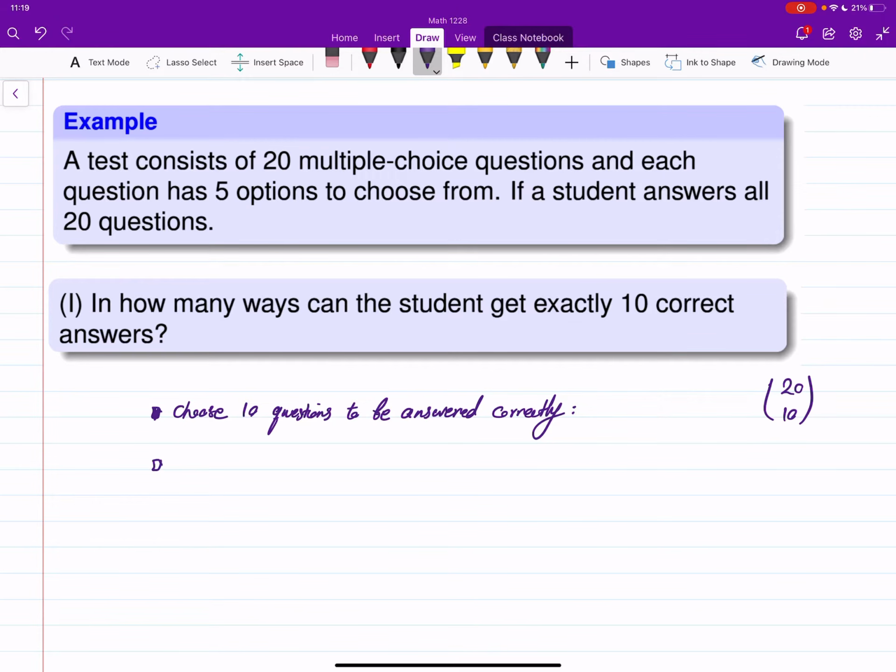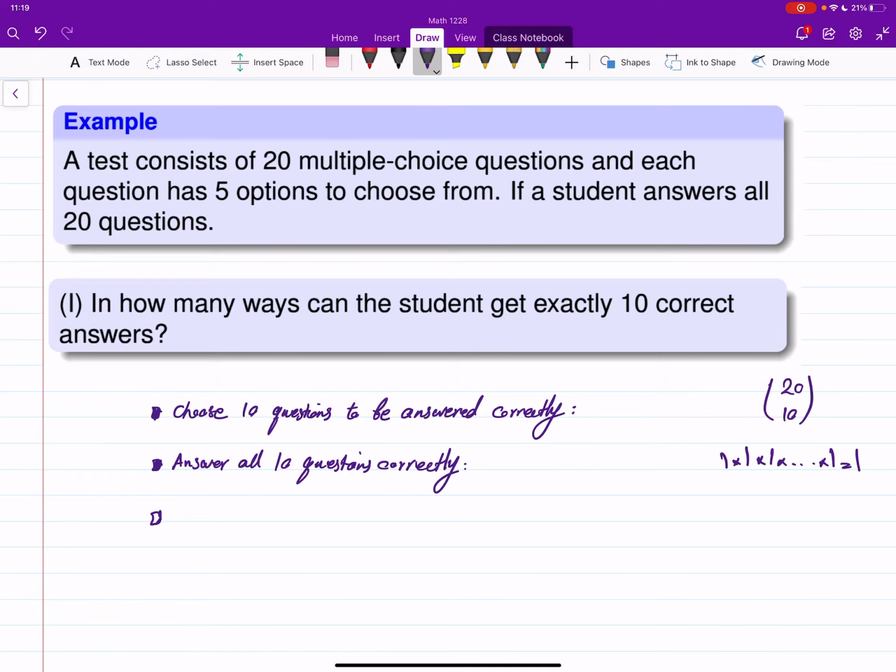Now, answer all those 10 questions correctly. So we know which 10. Now we go to each one of these 10 questions that are going to be answered correctly and we choose the correct answer. There's only one correct answer for each one, yes? So therefore the first of those 10 has only one, the second one has exactly one correct answer.